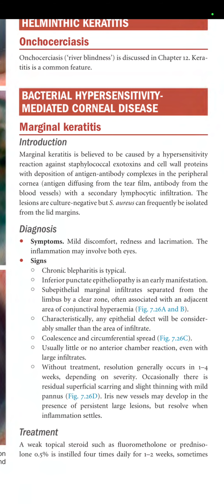Marginal keratitis introduction. Marginal keratitis is believed to be caused by a hypersensitivity reaction against a staphylococcal exotoxin and a cell wall protein, with deposition of the antigen antibody complexes in the peripheral cornea. Antigen diffusing from the tear film, antibody from the blood vessel, with a secondary lymphocytic infiltration. The lesions are culture negative, but Staph aureus can frequently be isolated from the lid margin. So there is a lot of information in there.